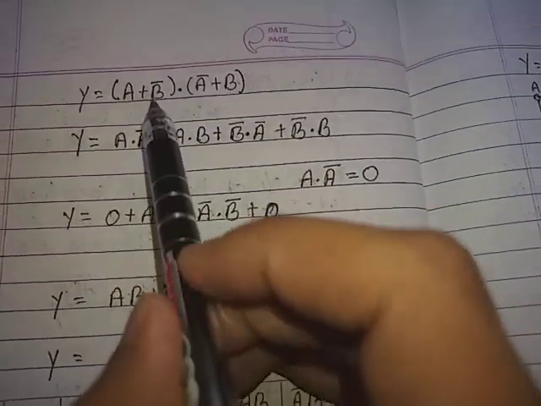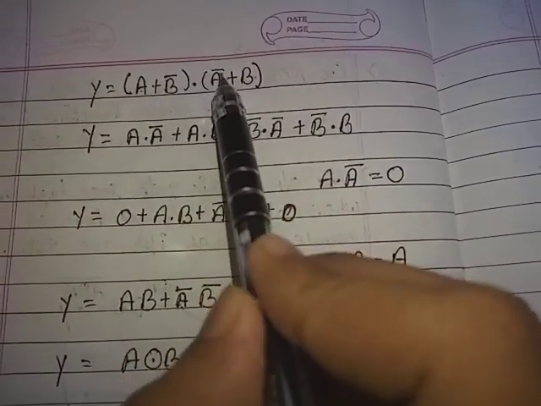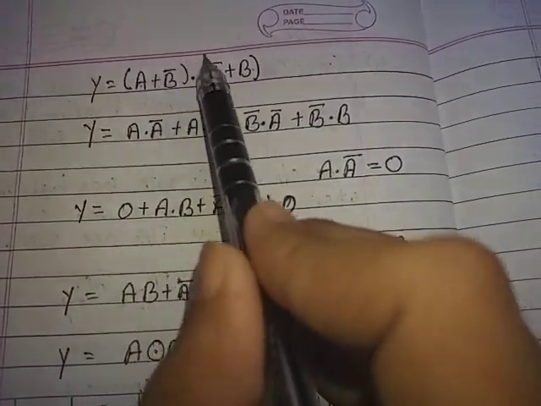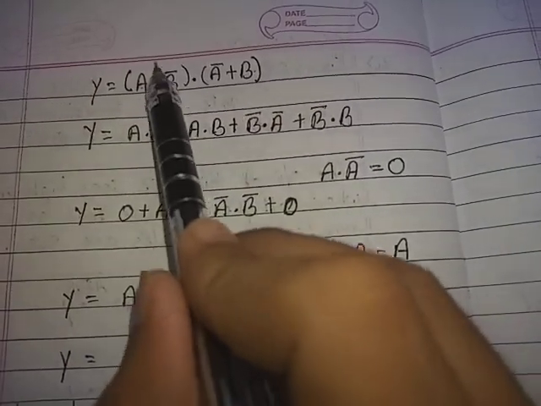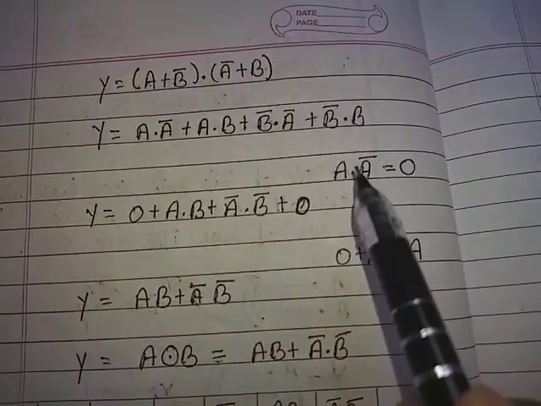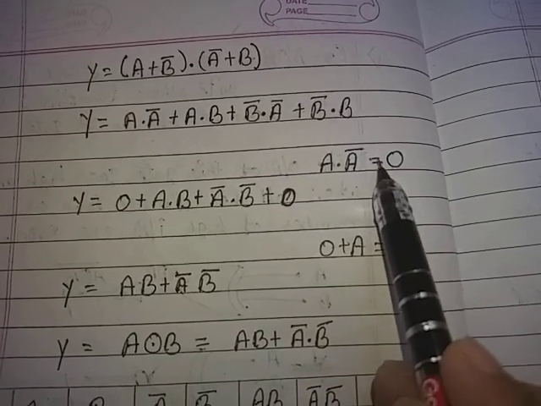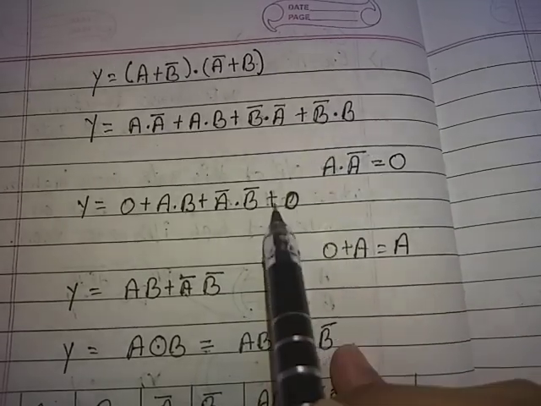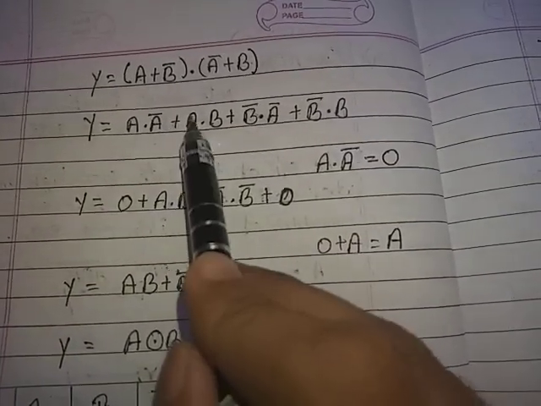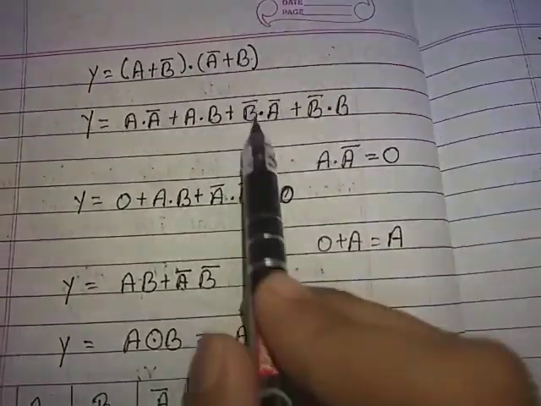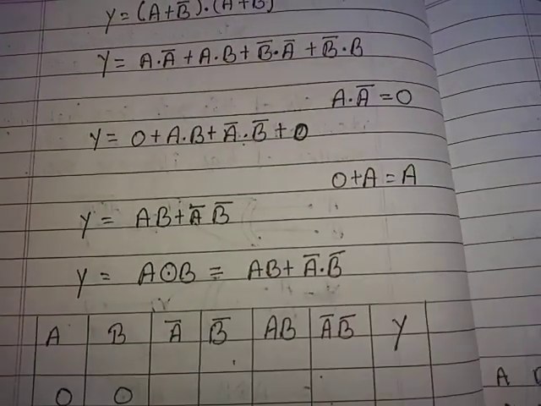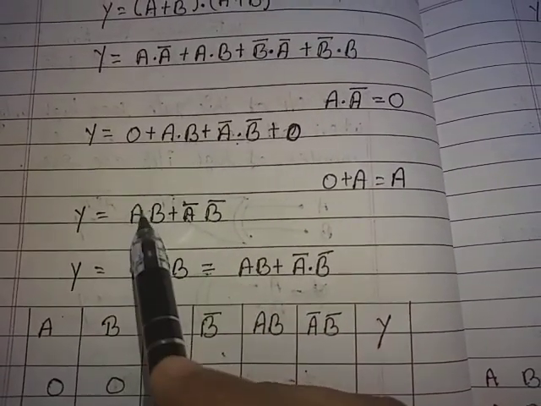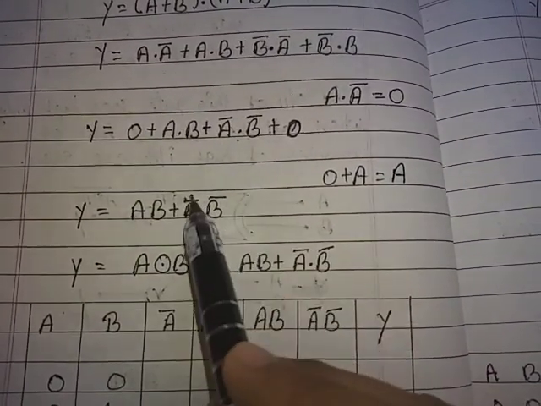Now on opening this bracket, we will get A dot A bar plus A dot B plus B bar dot A bar plus B bar dot B. As we know that A dot A bar is equal to 0, so here A dot A bar becomes 0 and B dot B bar becomes 0. So what we remain? A dot B plus A bar dot B bar. As we know that 0 plus A is equal to A, so what is the remaining part? AB plus A bar B bar.